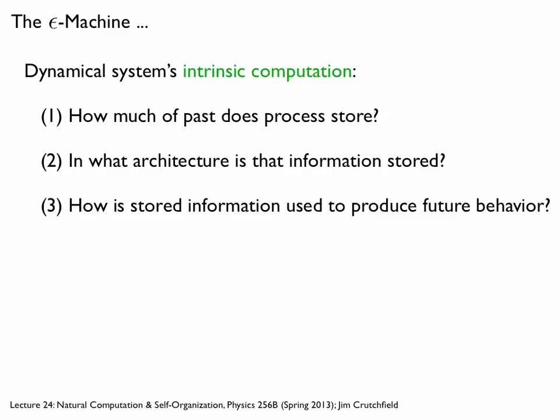And then how is that stored information used to produce future behavior? Well, we have a proxy for that, the entropy rate, how much information is generated by a process. But there are other aspects we'll get to. There are other ways of thinking about things we already talked about, the bound information, the ephemeral information, the decomposition of the entropy rate, and we'll be able to pull all of that out of the Epsilon-Machine.